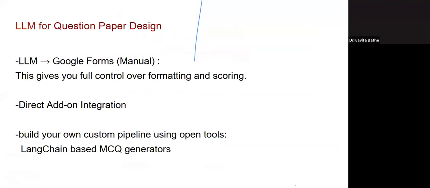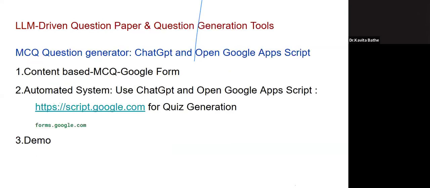The other option is you can directly add on the integration, and then rather than relying on this kind of thing, we can even build our own custom pipeline for the tool. So you can use a LangChain based MCQ generator. I personally feel rather than relying on other tools, it's always better to create our own tools, so that we can use this for our students, for our institute.